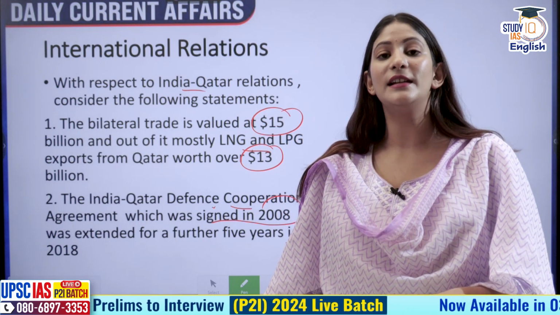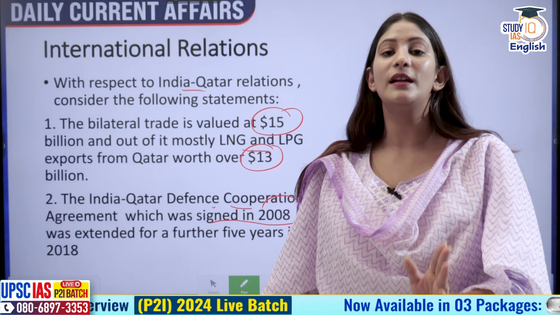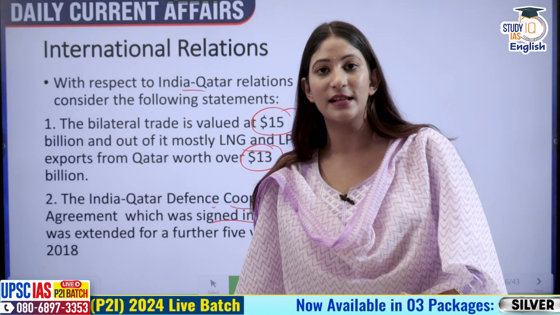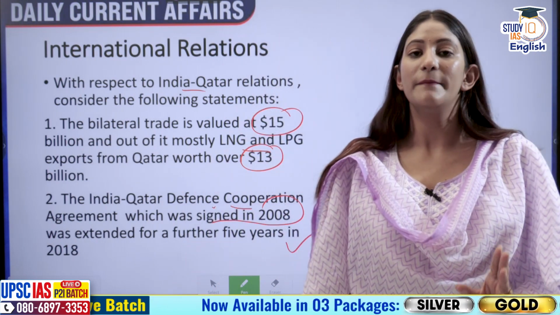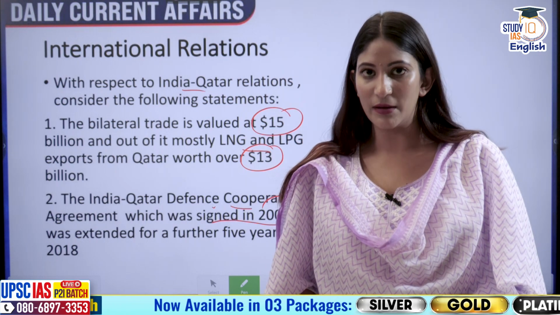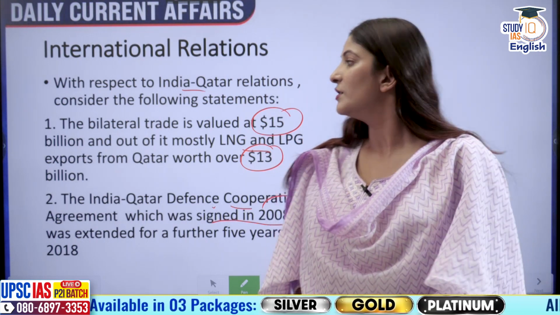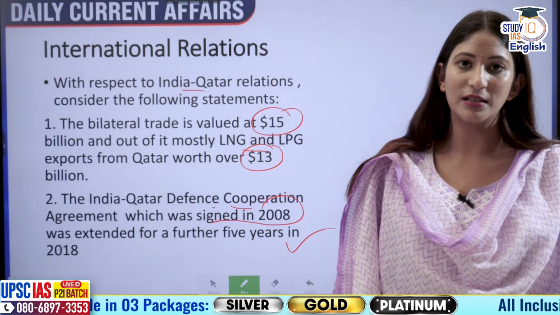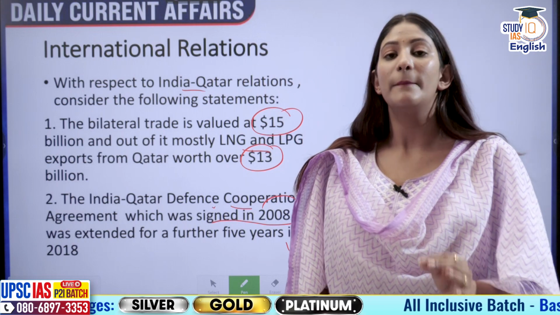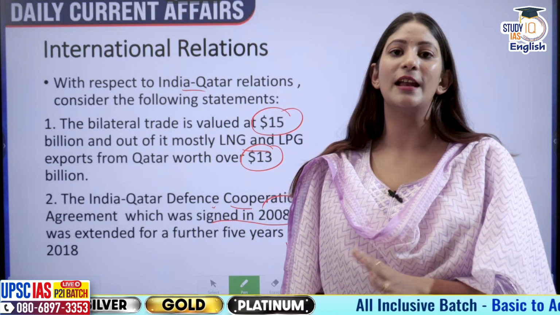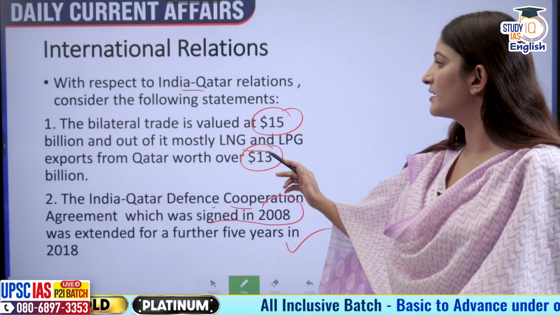I have completely made you understand that in detail. If you're preparing for the UPSC examination, be a government spokesperson from that perspective, because the charges have not been made public. Please do not delve into conspiracy theories. All right. So yes, the bilateral trade India has with Qatar is $15 billion, but most of it is LPG and LNG, that is $13 billion. So yes, this is correct.